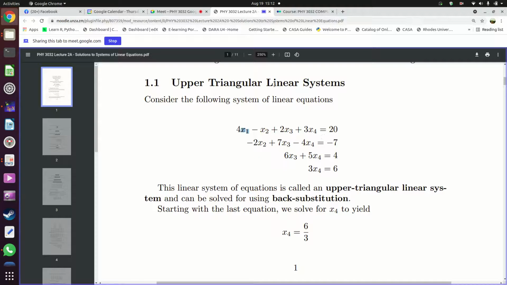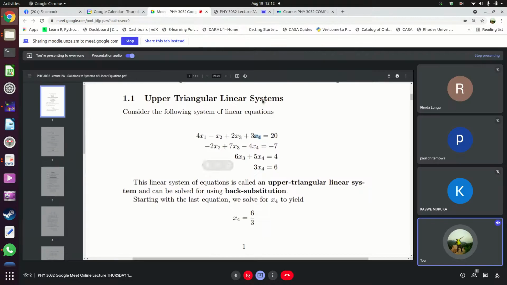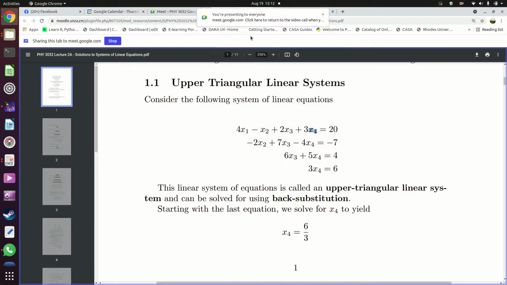Now, when you're trying to work out systems of linear equations, like in this case, you have x1, x2, x3, x4. So basically what we have here, as you can see, is 4 unknowns. Are we clear? Yes, sir. We have 4 unknowns.